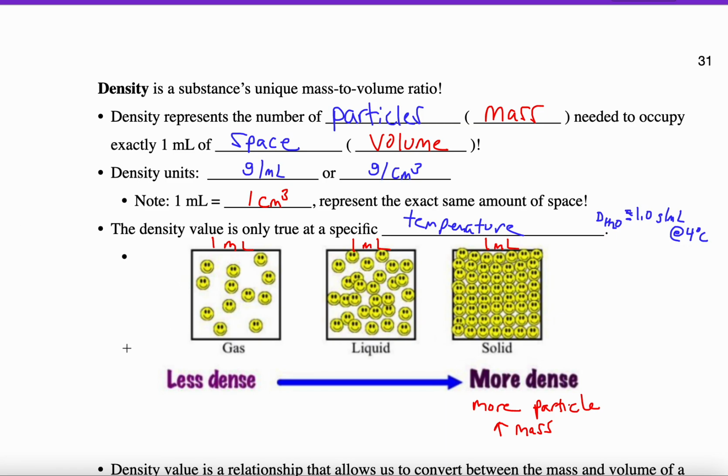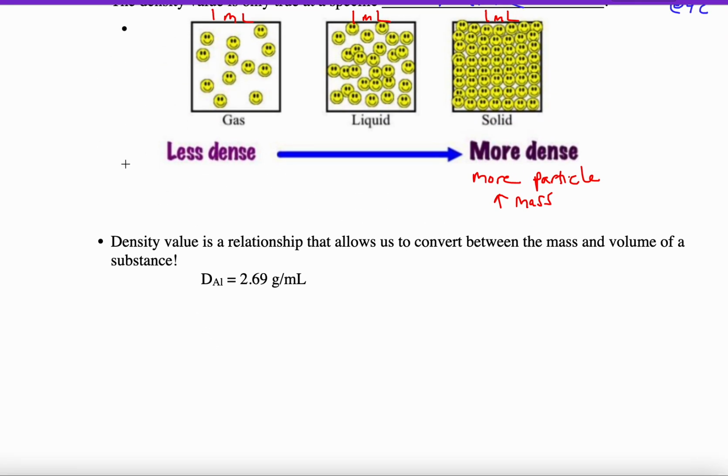Now, the next big idea is, how do we use density information? The density value is a relationship, so we're talking about changing from one unit of expression or one quantity to another. Density is very useful. It allows us to convert between the mass and volume of a substance. So for instance, if you looked up the density value of aluminum, the density of aluminum equals 2.69 grams per milliliter. We say that, but do we really understand it?